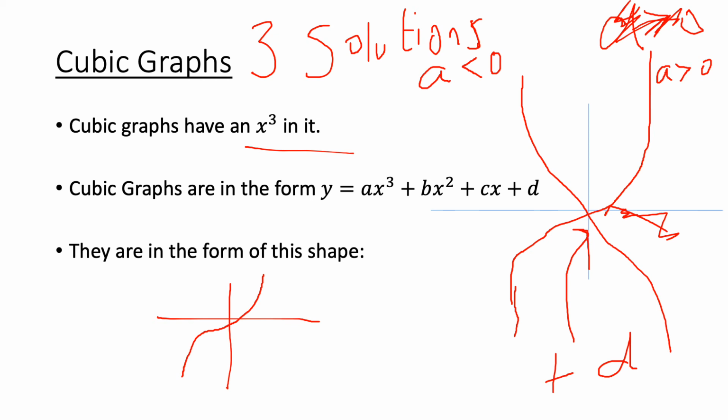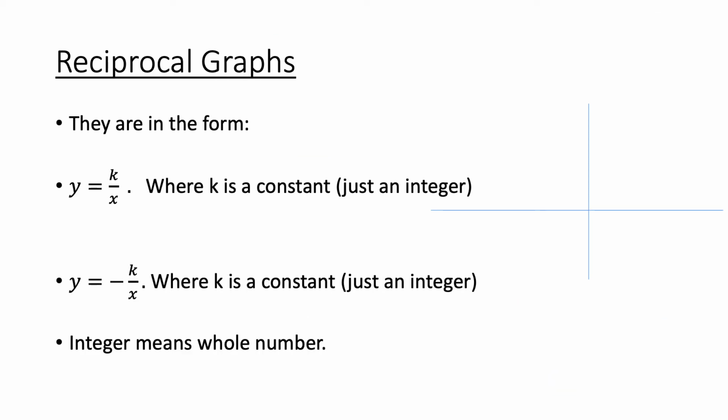Right guys, last two slides ever. So reciprocal graphs are in the form y equals k over x. Reciprocal graphs look something like this. Now it looks like this for one of two reasons. Firstly, as x gets smaller and smaller, y gets bigger and bigger. Obviously, x can never equal 0 because we can't ever divide by 0. So x can never equal 0 for these equations.